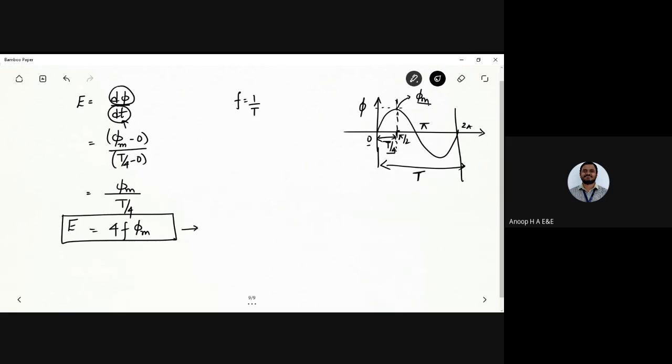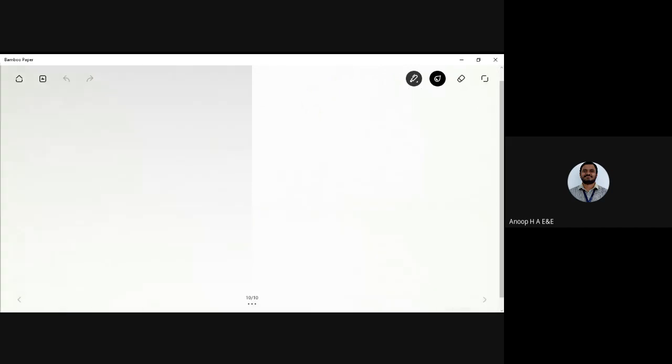Now this is the average value of the EMF that is induced. If I have got this average value of the EMF induced, E would be equal to 4 into f into phi m. That is what I have got here, and that would be the average value.